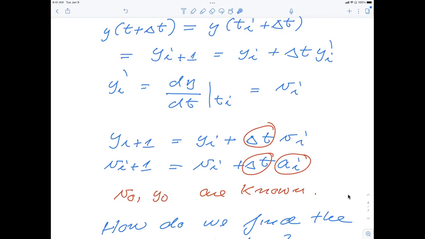So this is a way to look at classical mechanics from an overarching point of view.